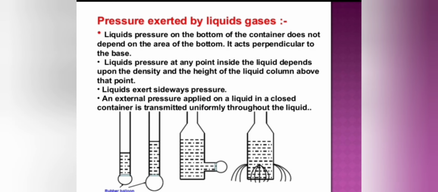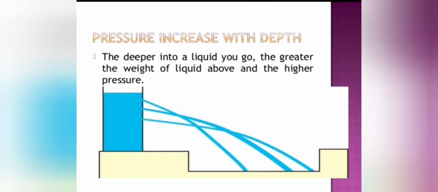Pressure exerted by liquids and gases. The liquid pressure on the bottom of the container does not depend upon the area of the bottom, but it acts perpendicular to the base. Liquid pressure at any point inside the liquid depends upon the density and the height of the liquid column above that point. Liquids exert sideways pressure. An external pressure applied on a liquid in a closed container is transmitted uniformly throughout the liquid. Pressure increases with the depth of the container. The deeper into a liquid you go, the greater the weight of the liquid above and the higher will be the pressure.